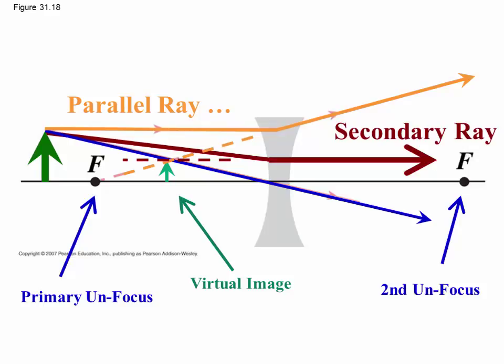You can remember which one to use because the diverging lens with a negative focal length produces virtual images. Its primary unfocal point is on the virtual side of the lens. So negative focal length goes with having the unfocal point on the negative side of the lens. The auxiliary one, the secondary one, is on the other side, in this case on the real side of the lens.